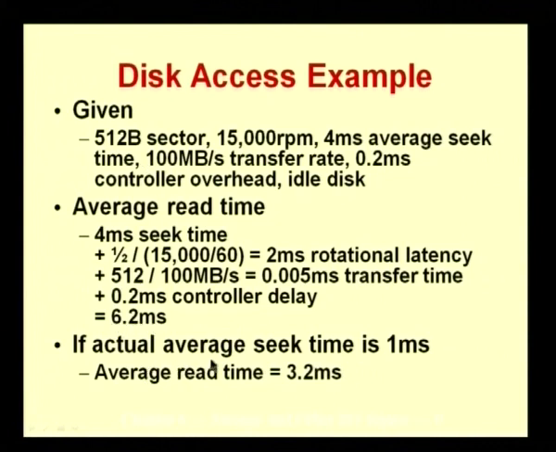Now, we said the average seek time is 4 milliseconds, right? If the actual seek time was only 1 millisecond, then the average read time would come to about 3.2 milliseconds. Okay, so you can see that there are different components over here, and the seek time happens to be the largest of these. 4 milliseconds for seek time, 2 milliseconds for rotational latency, 0.005 milliseconds for the transfer time, and 0.2 millisecond controller delay. If you are able to reduce the seek time, you will be able to reduce the overall disk access time. So, when we look at performance of disk, therefore, many times our concentration is on the average seek time.